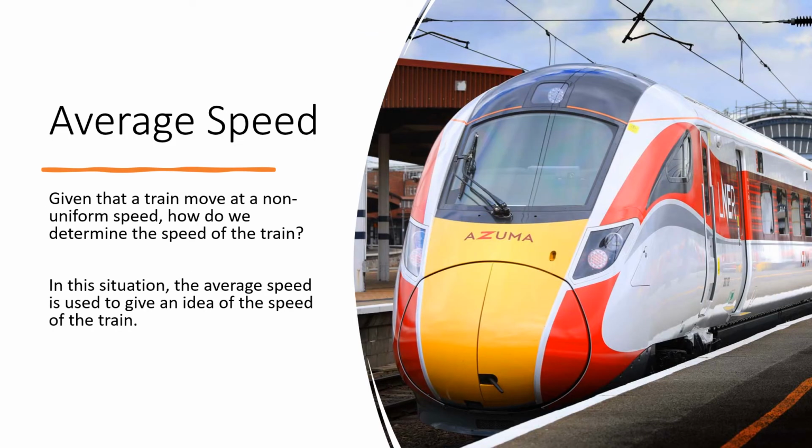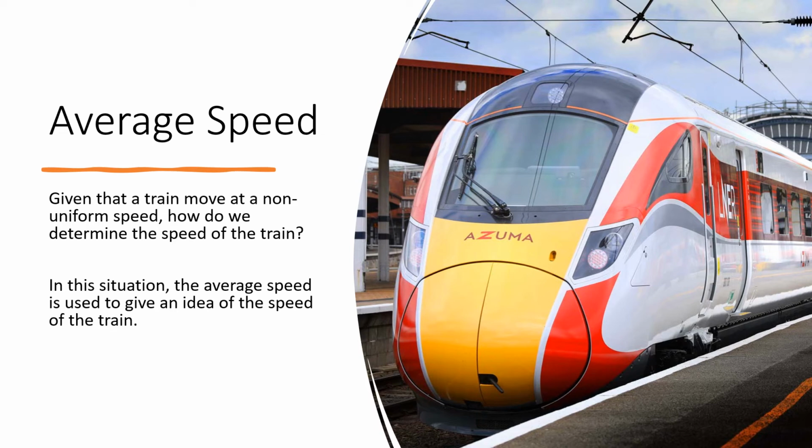Now, if we look at a non-uniform speed for a certain object, for example, a train. A train moves at a non-uniform speed. How do we determine the speed of the train? If the train moves at non-uniform speed, for the first 30 minutes maybe it travels about 200 kilometers per hour, and the next 30 minutes it travels at 250 kilometers per hour. So how do we calculate the speed for the whole journey?